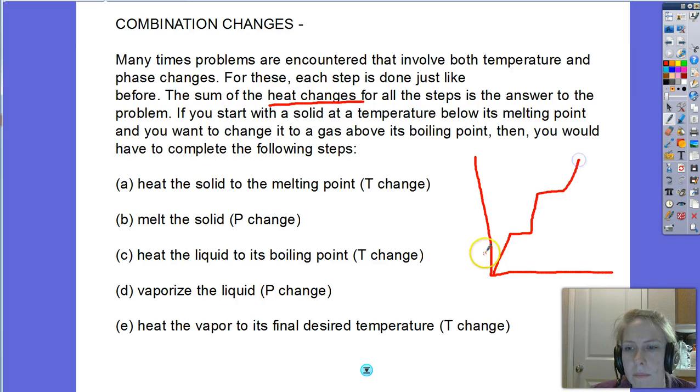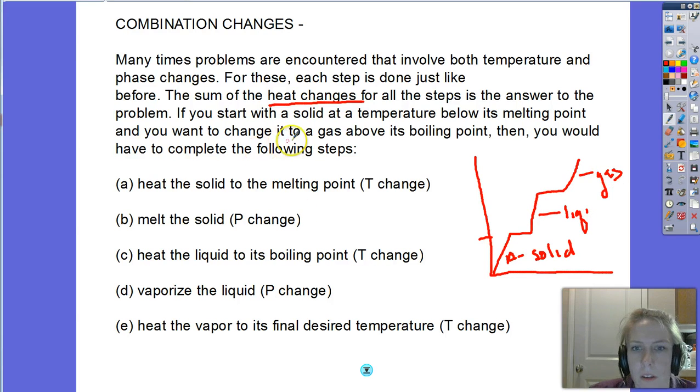So once again, if we started with our diagram, if this is solid down here, and this is liquid, this would be gas. If we had a solid at a temperature below its melting point, so this is its melting point, and you'd want to change it into a gas above the boiling point, so somewhere up here, then we'd have to go through 5 steps to solve it.